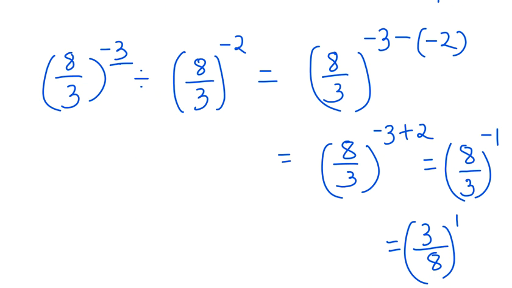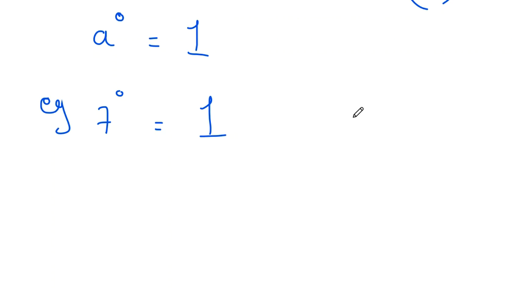Okay, now let's move to the last one. If I have a raised to 0, that is 1. So for example, if I have 7 raised to 0, that will also be 1. If I have 3 raised to 0, that will also be 1. So any base raised to 0, if your power is 0, it becomes 1.